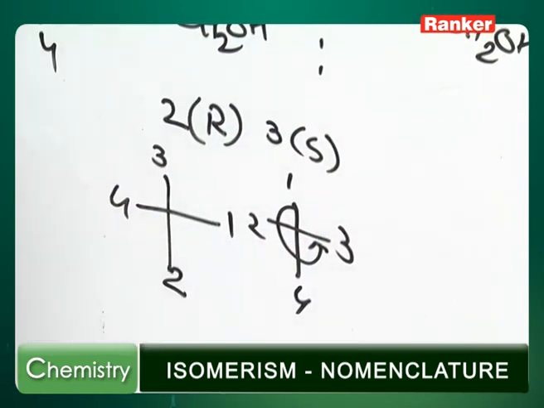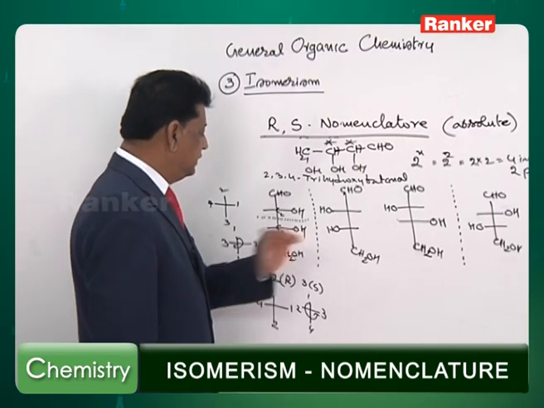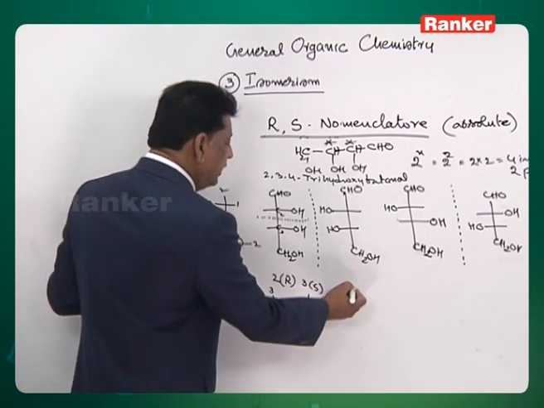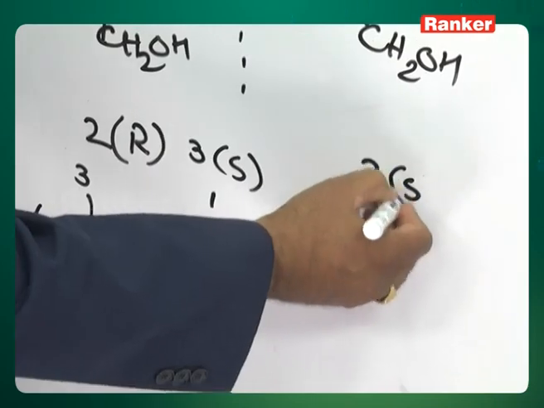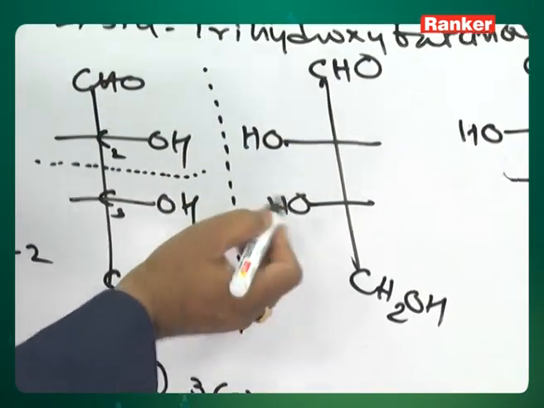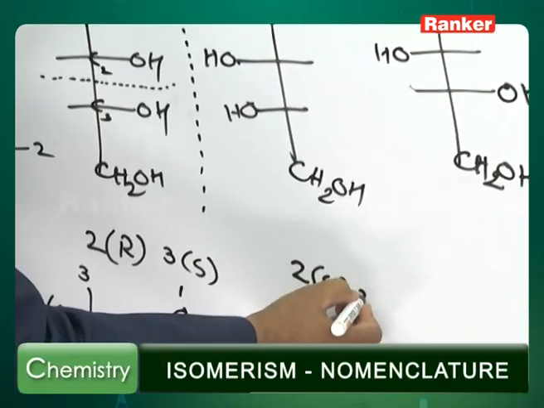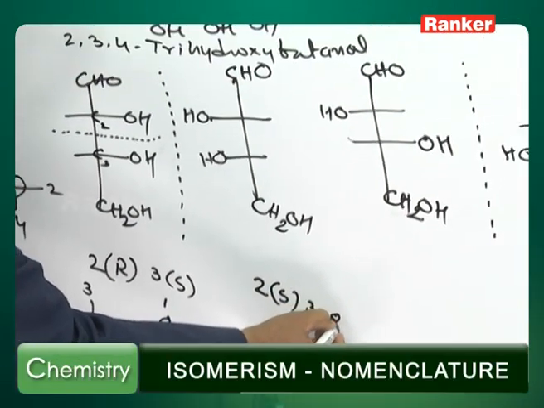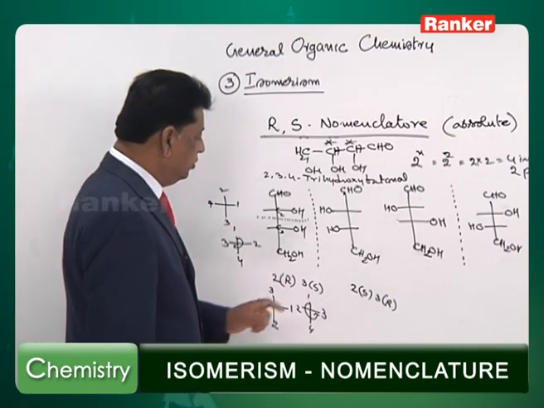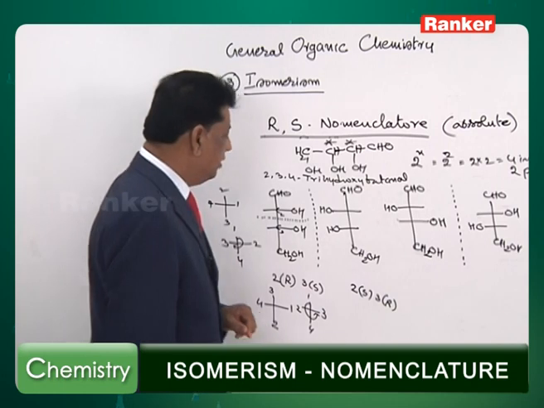2R, 3S configuration. Coming to this side also, this will be the mirror image of this one. So at second we have an S configuration, mirror image to the R one. And it is a mirror image, therefore it is 3R. So 2R, 3S is the first compound. 2S, 3R is the second compound.